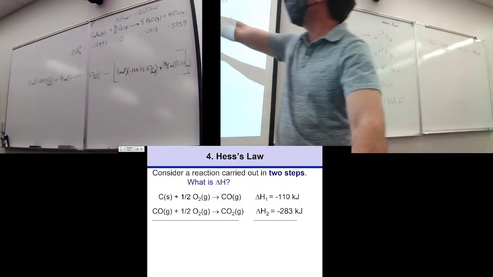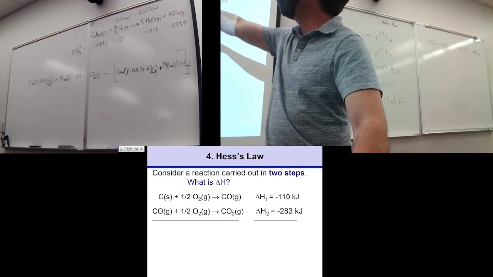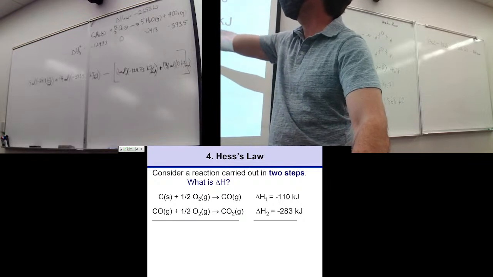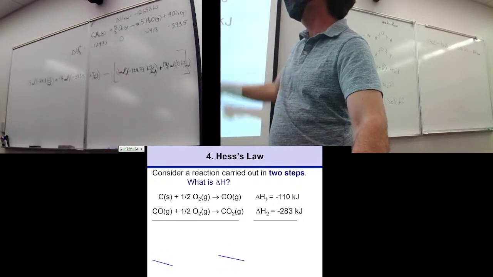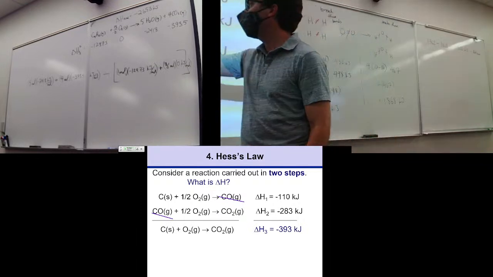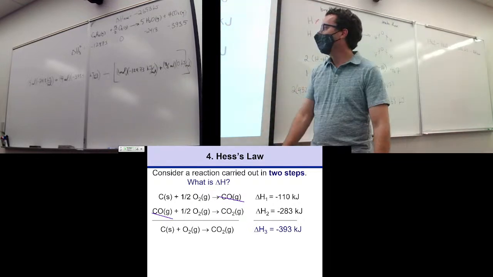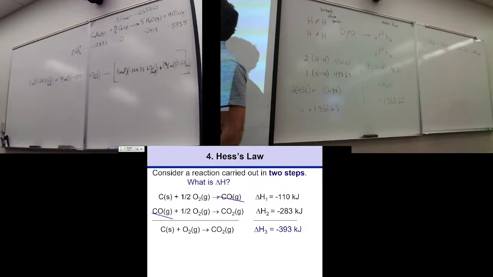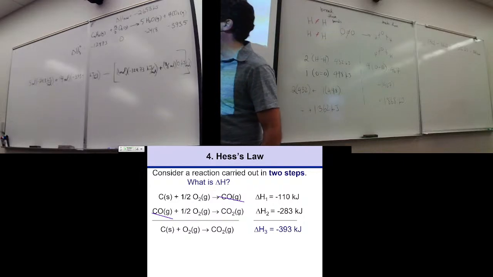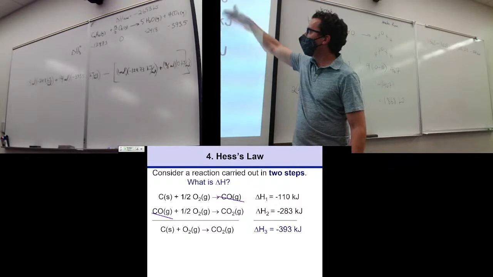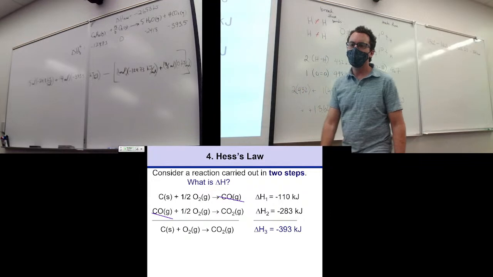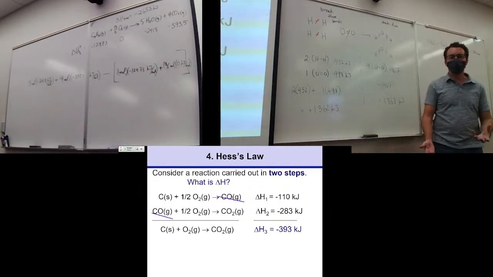So here's 2 reactions. I've got carbon turning into carbon monoxide, has that enthalpy. I've got carbon monoxide turning into carbon dioxide, that has that enthalpy. Well, what if I wanted to look at carbon turning into carbon dioxide directly? That's just these 2 reactions added together. You notice that the CO and the CO cancel. The half O2 and half O2 add up to 1 O2. And the delta H's add together, and that is the delta H of this new reaction. So that's the basis of Hess's law.